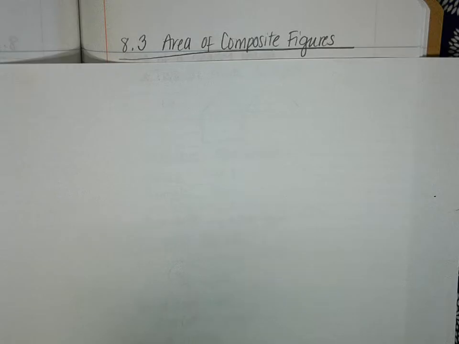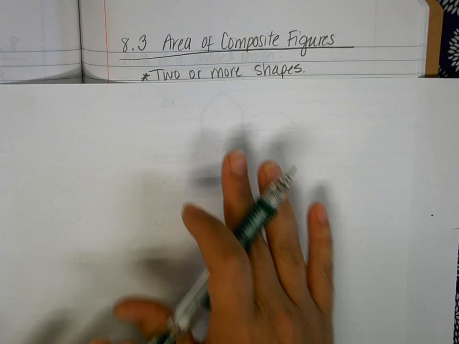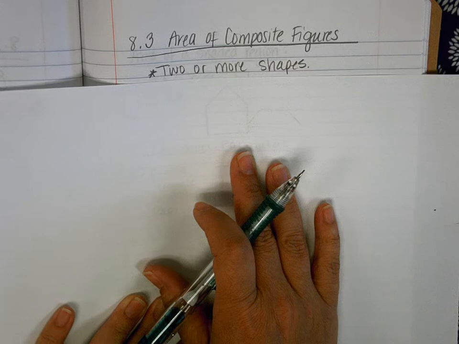Okay, so 8.3 is area of composite figures. Composite figures are two or more shapes put together. Two or more shapes.